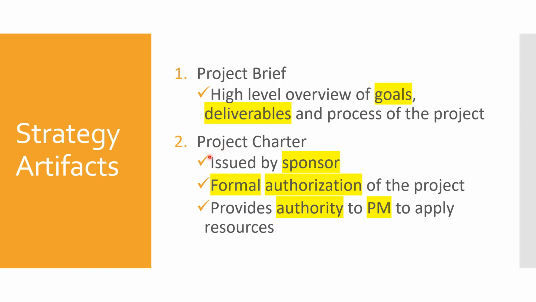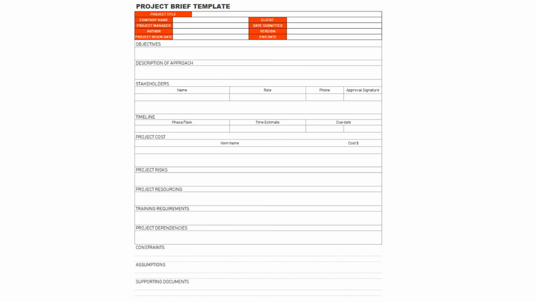So what are the elements of the project charter? It is issued by the sponsor. It is a formal authorization of the project. So this is where the project is getting kicked off, and it provides authority to the project manager to apply the organizational resources. So this is the point at which the project manager gets the authority, gets assigned to the project, and starts using the organizational resources. It's a formal authorization of the kickoff of this project, so that you start spending money or start utilizing the resources.